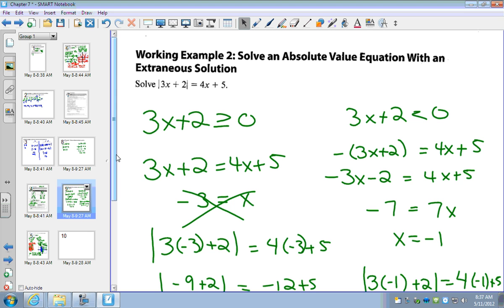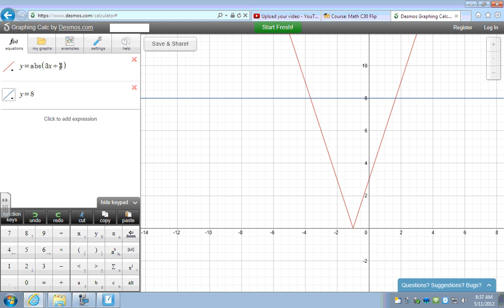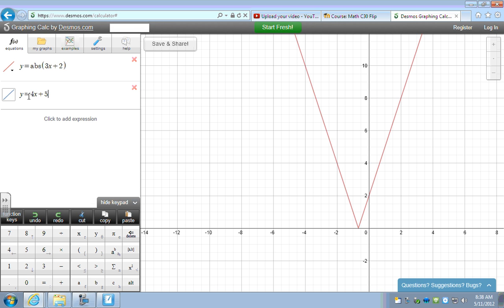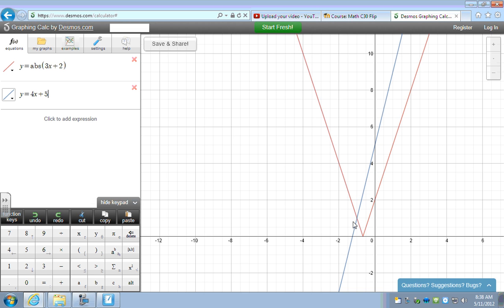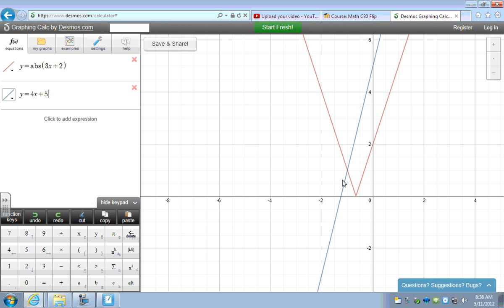Okay, 3x plus 2 and 4x plus 5. Let's graph this. 3x plus 2 and 4x plus 5. So let's look at where it intersected. You'll notice that there is actually only one intersection, and we did only find one, and that is exactly at -1. If I zoom in, we might be able to see that a little nicer. Okay, there you go.